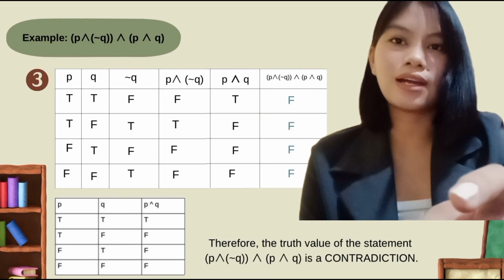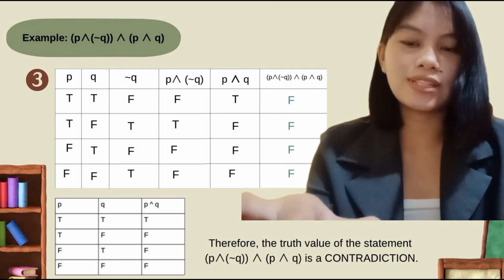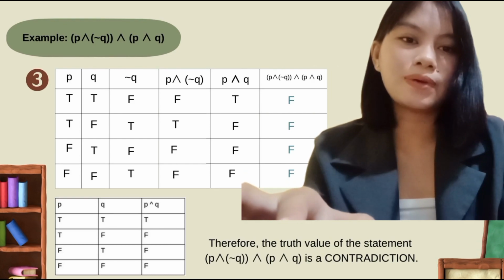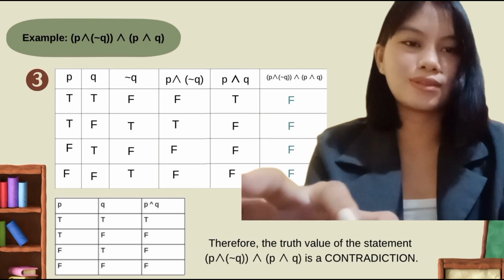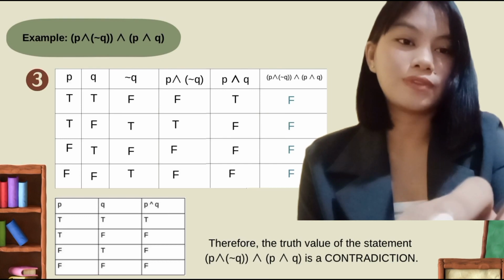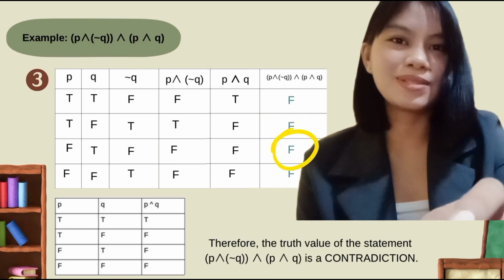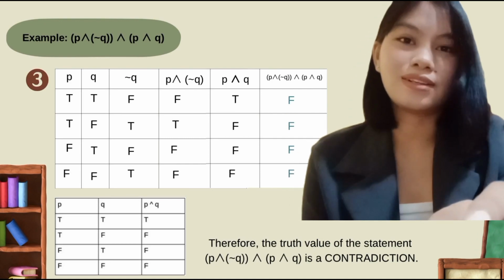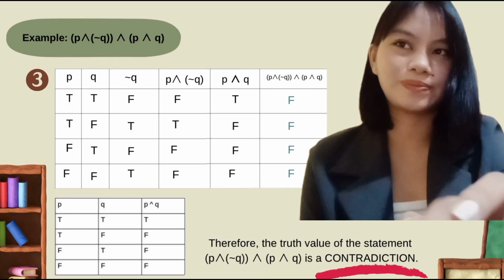Ayan. Proceed na tayo sa ating last column. Kompleto na yung statement natin, which is yung P and not Q and P and Q. Para makuha natin yung truth value nito, titignan lang natin yung fourth column and yung fifth column and i-base natin siya sa truth table ng conjunction. Sabi sa truth table ng conjunction, kapag false and true, false pa rin. True and false, false pa rin, syempre. False, false, mas lalong false. Tsaka false and false, syempre false pa rin. So, therefore, the truth value of the statement P and not Q and P and Q is a contradiction.